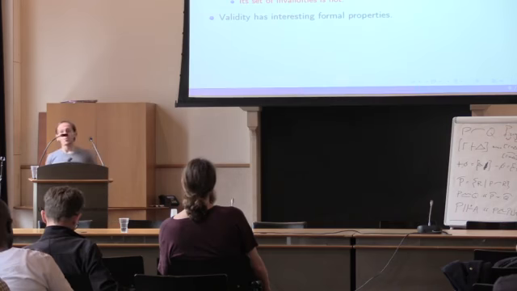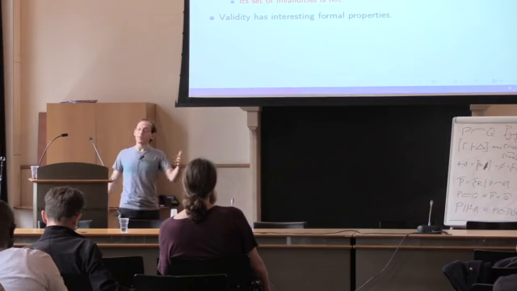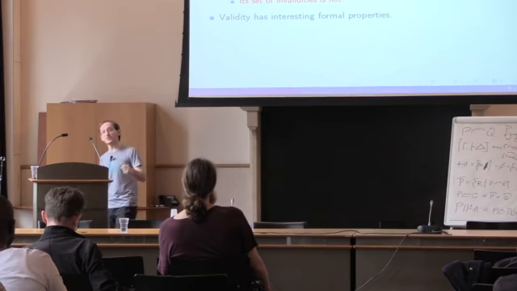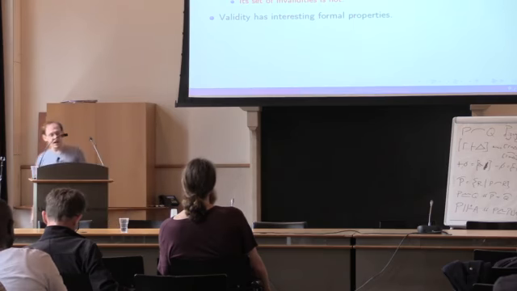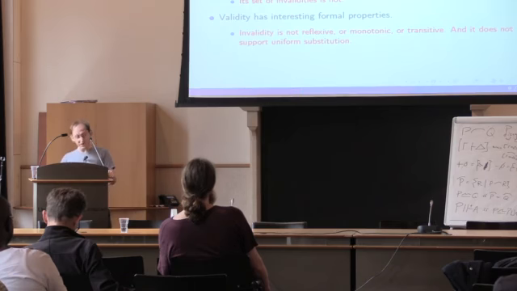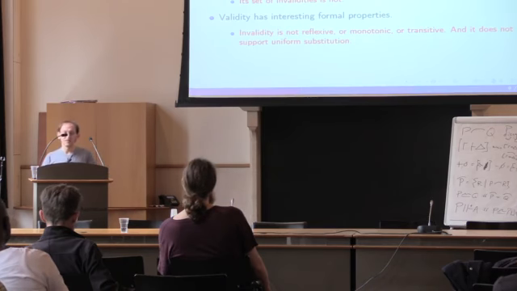Third, validity has interesting formal properties. In particular, validity is usually taken to be this very formally interesting relation, which is reflexive, monotonic, transitive, and it also has this nice property, which is that it supports uniform substitution. Invalidity is not reflexive, it's not monotonic, and it's not transitive. It also doesn't support uniform substitution, so it seems like invalidity is not interesting in the way that validity is.